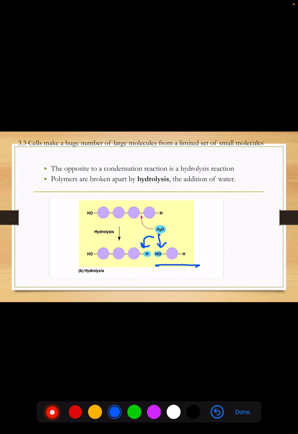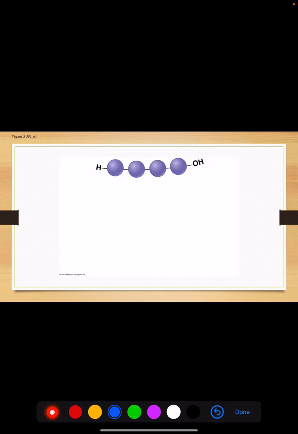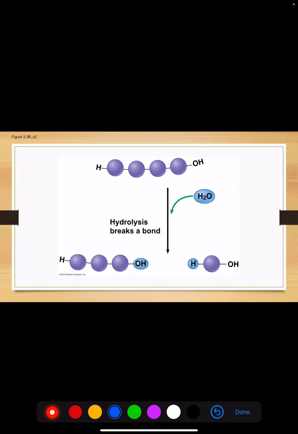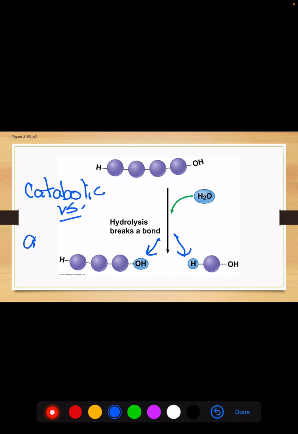This is important in digestion. When you're breaking down your proteins, you're going to break them down into the smaller monomers, which are amino acids. So here's our polymer. We're going to add our water, split it up, and put our end caps, as I always call them, back on. And now we have broken that down. That would be catabolic versus anabolic.